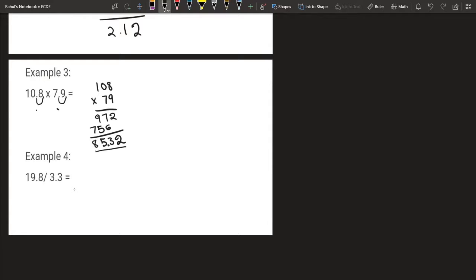Now, the last example we're going to tackle is the division problem. You can do the same thing we did in multiplication and move the decimal place one place to the right. So you have 198 divided by 33, which is 6. But here, the only difference between division and multiplication is that you don't need to add the decimal places because it will be the same thing once you do 19.8 divided by 3.3.